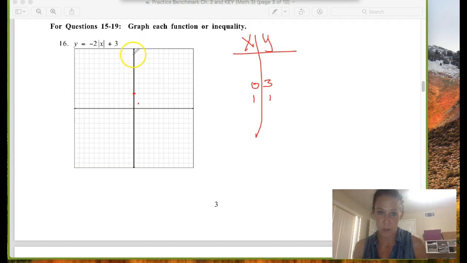And then I use symmetry. My axis of symmetry goes right through the vertex. I'm going to get the other side here. Now plug in 2. If I plug in 2, 2 times negative 2 is negative 4.